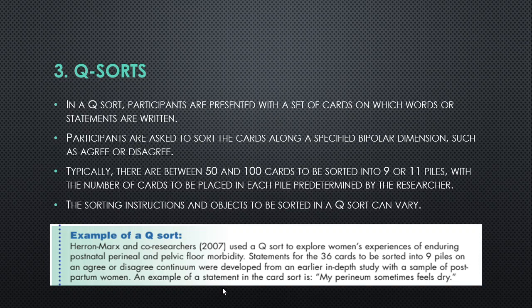Okay, an example of a Q-sort study is by Heron, Marks, and co-researchers in 2007, which uses a Q-sort to explore women's experiences of postnatal perineal and pelvic floor morbidity. The statements on the 36 cards to be sorted into 9 piles on an agree or disagree continuum were developed from an earlier in-depth study with a sample of postpartum women. An example of a statement on the card is, "My perineum sometimes feels dry."